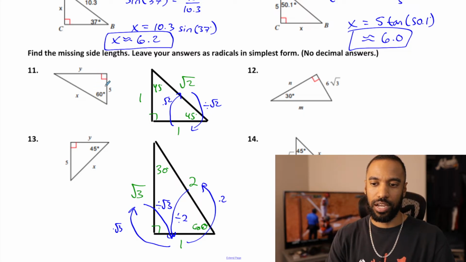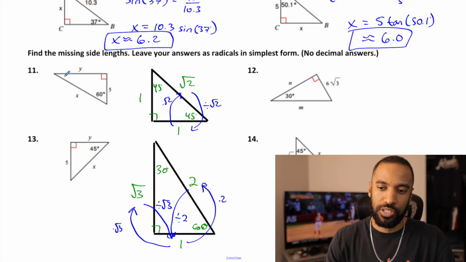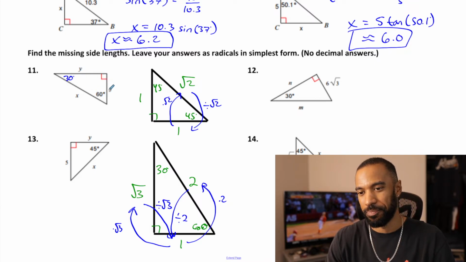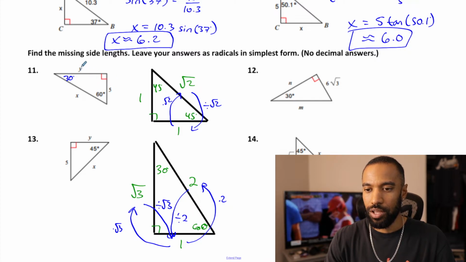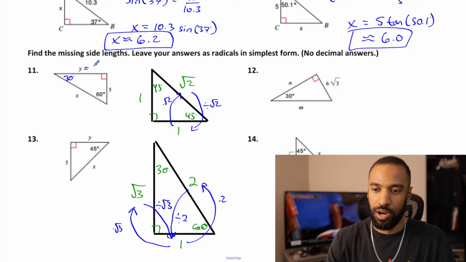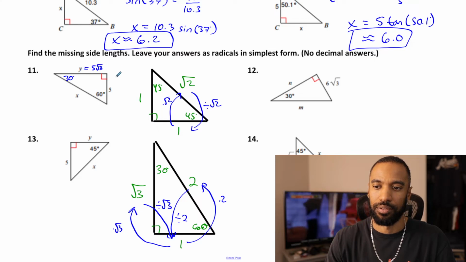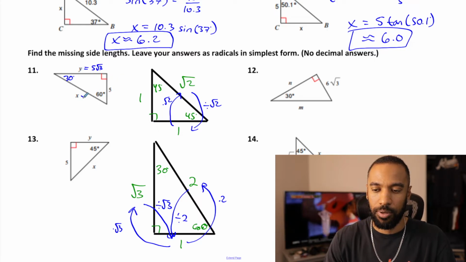Okay, what are we going to do here? Very straightforward. I have a 30, 60, 90 triangle right here because of the 60 and the 90, therefore this is 30. This is the short leg, opposite the 30. The long leg is root 3 times larger than the short leg. It's 5 root 3. The hypotenuse is double the short leg. It is 5 times 2, which is 10.